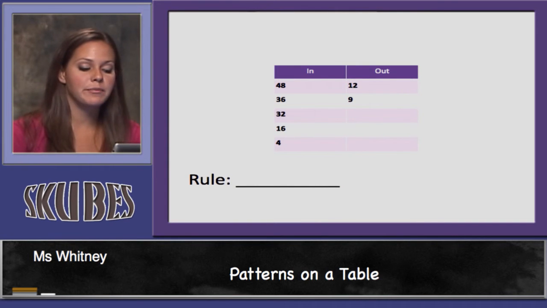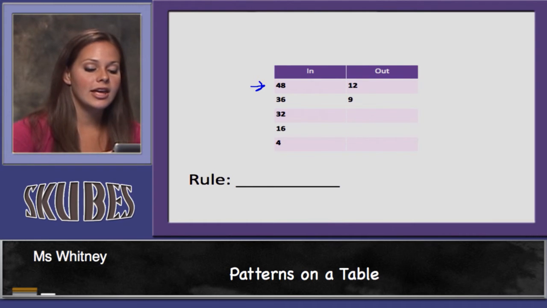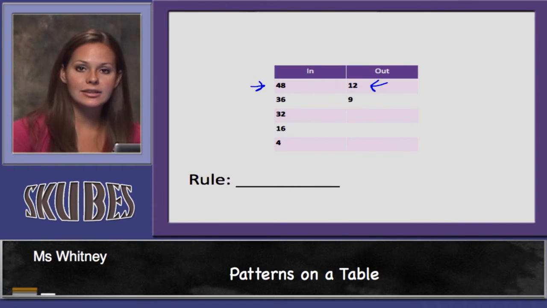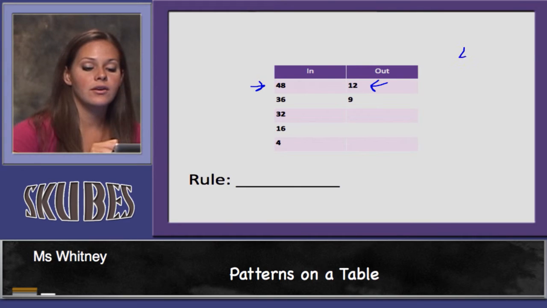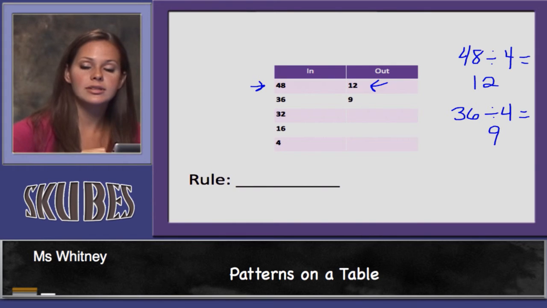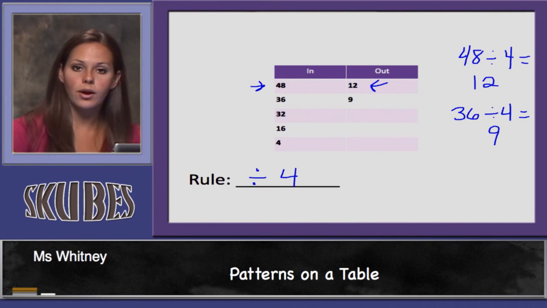In this input-output table, we start with 48 in my in column and 12 in my out column. To get from 48 to 12, we can either divide or subtract. Let's start with division. 48 divided by 4 is equal to 12. My next row, 36 divided by 4 is equal to 9. So the rule is to divide by 4.